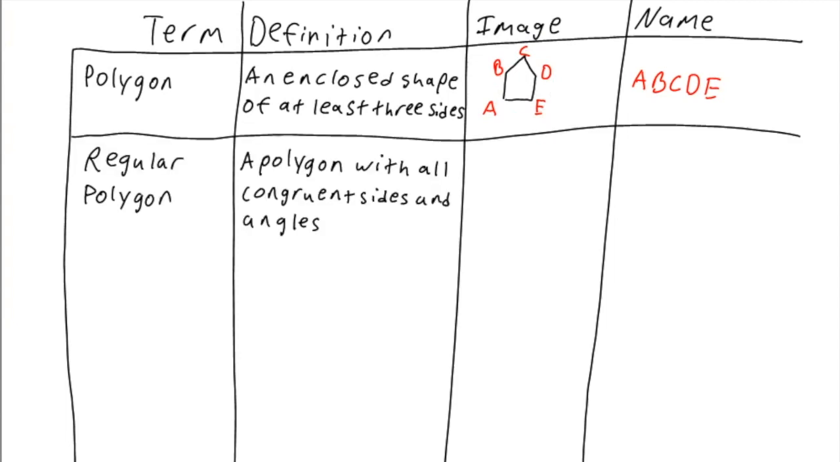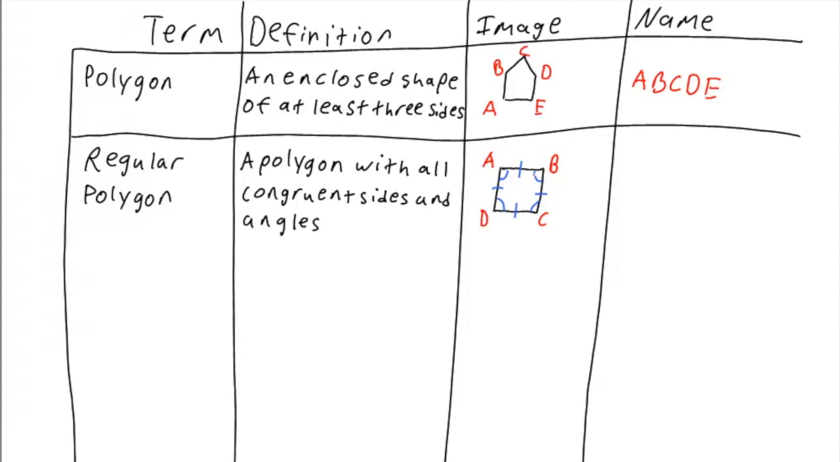Next is a regular polygon. It's a polygon, but specifically has all congruent sides and angles. So all the sides in the polygon are congruent, and all the angles in the polygon are congruent. So here is an example of a regular polygon. I drew one with 4 sides, which a regular 4-sided polygon is a square.